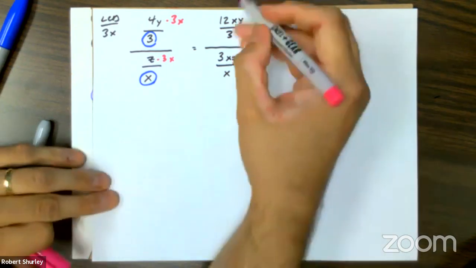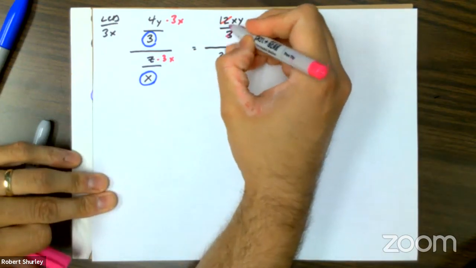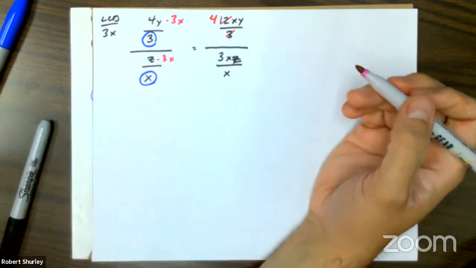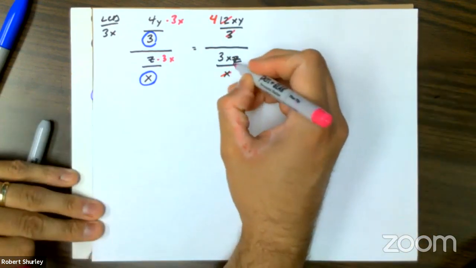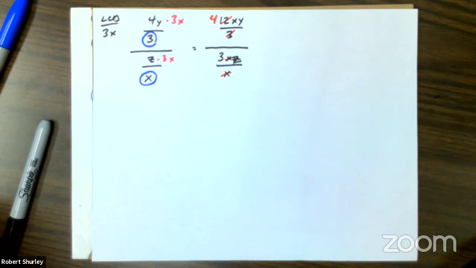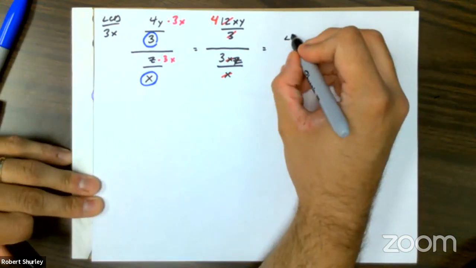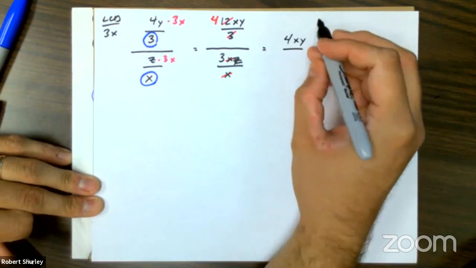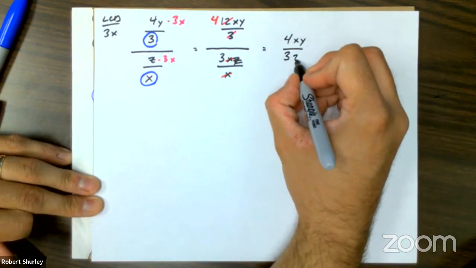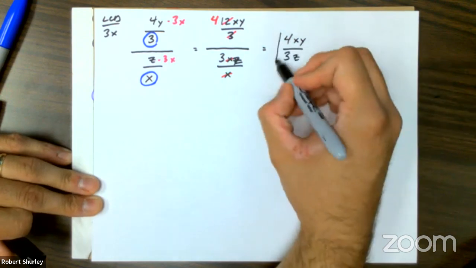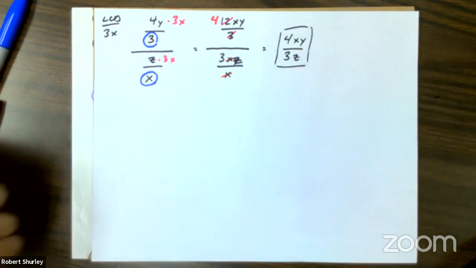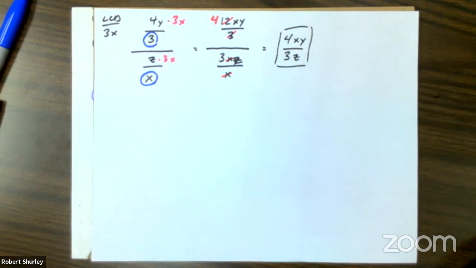Now this time, the 12 divided by 3 leaves us with a 4 up top, right? So that 3 goes away. And we've got an x and an x here, so they cancel. So this leaves us with 4xy up top and 3z on bottom. Okay? 4xy up top and 3z on bottom.